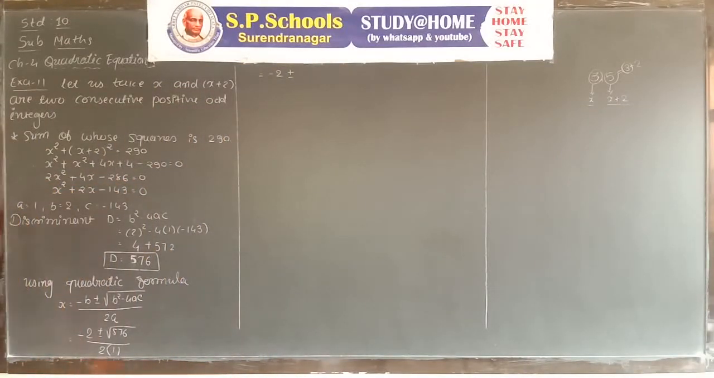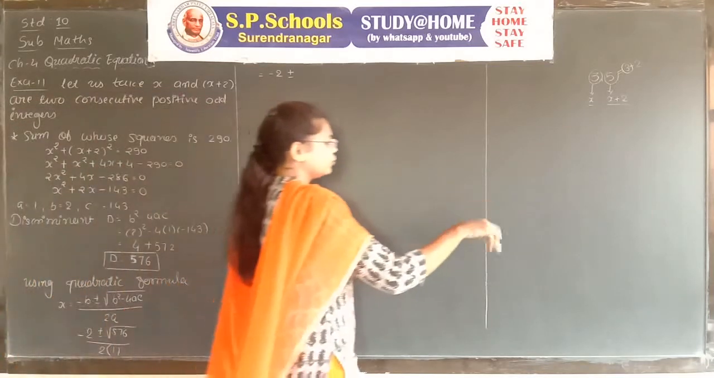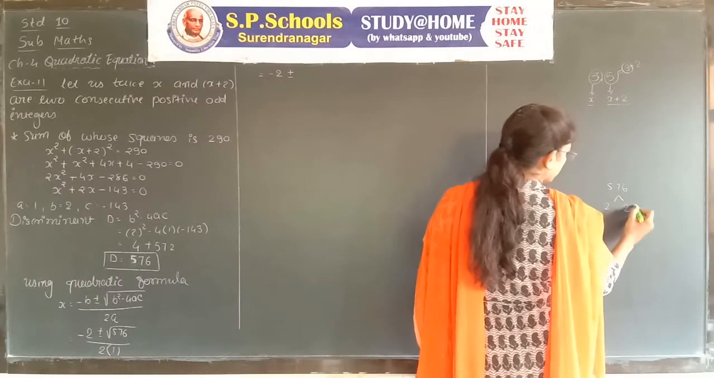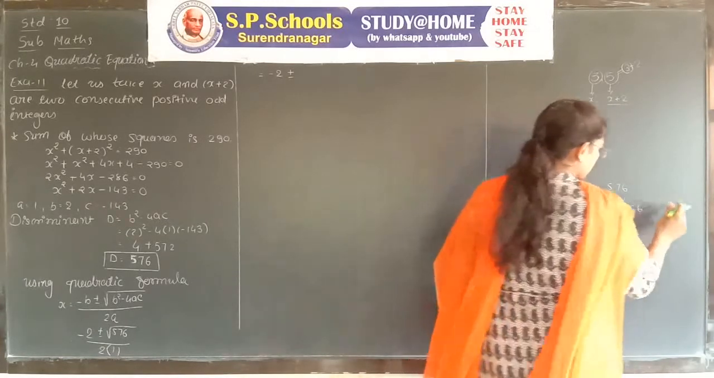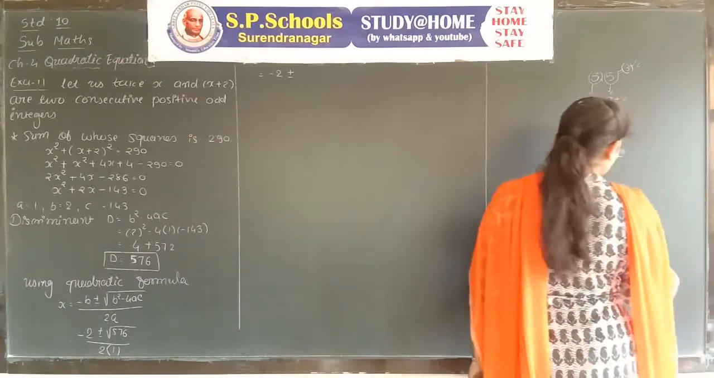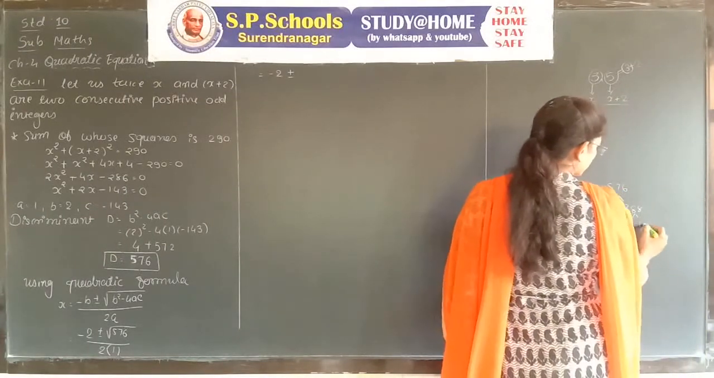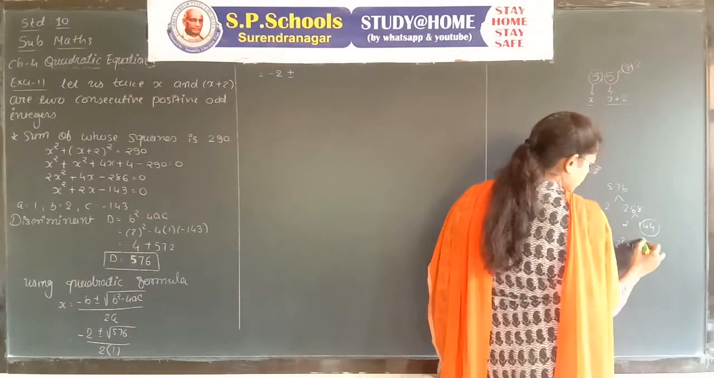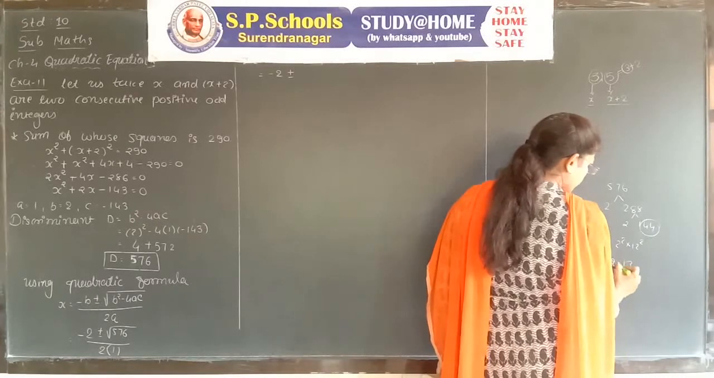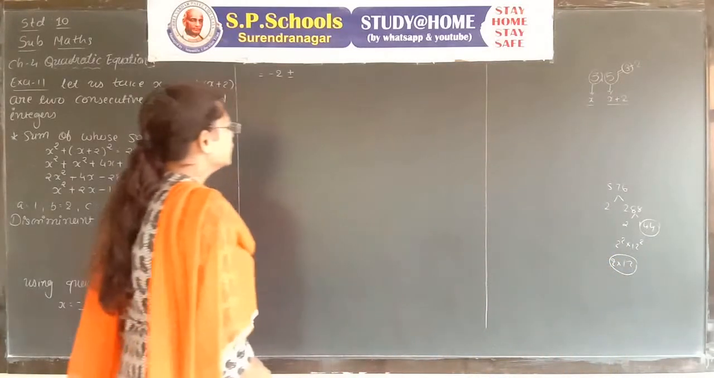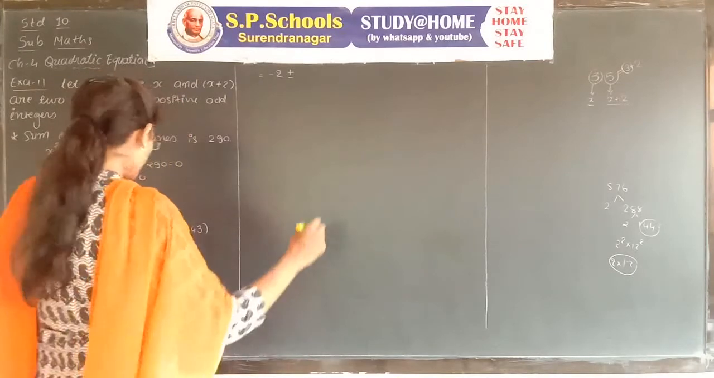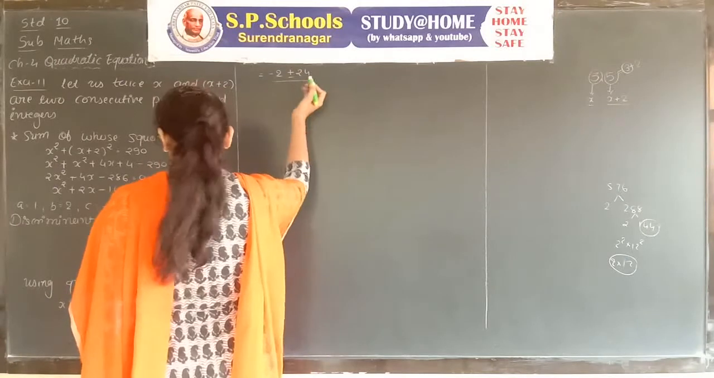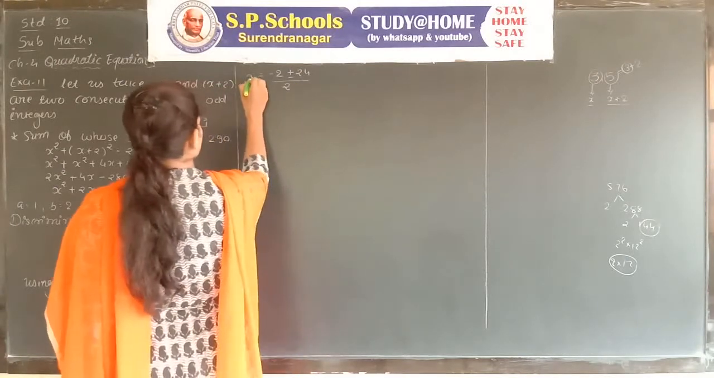576 is the square of 24. If you are not able to write it directly, find the factors. 576 is 4 times 144. As we know, 144 is the square of 12. So 2 square into 12 square, which gives 2 into 12, which is 24. The square root of 576 is 24. So x is equal to 24 upon 2, which is the value of x.